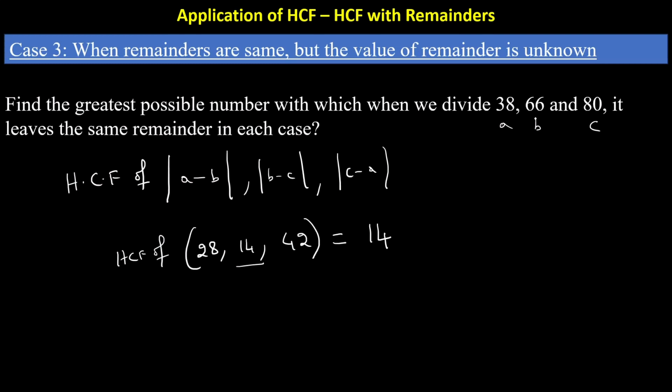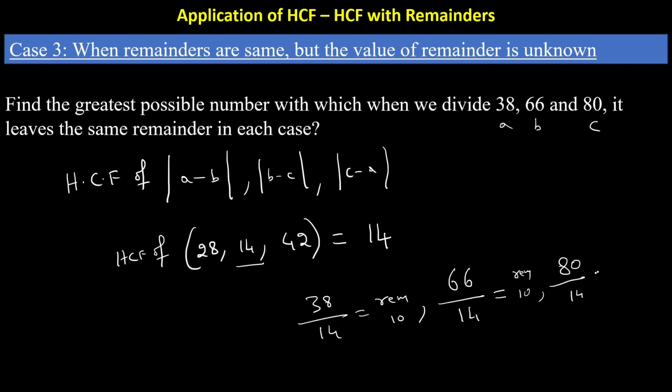When you divide 38, 66 and 80, it will leave the same remainder. If you want, you can check. 38 by 14. What is the remainder? 14 twos are 28. Remainder is 10. 66 by 14, 14 fours are 56. Remainder is 10. 80 by 14, 14 fives are 70. Remainder is 10. So what is the answer for case 3? 14 will be the answer.